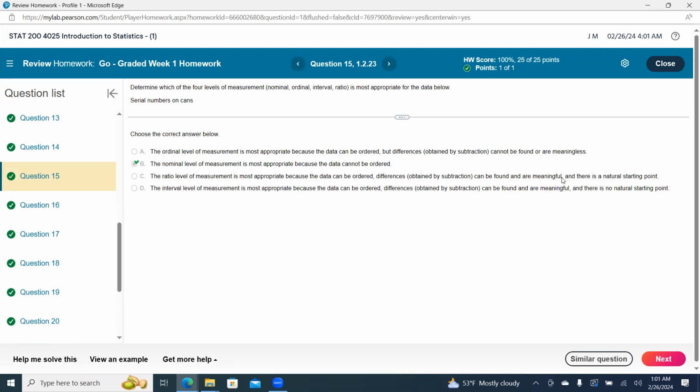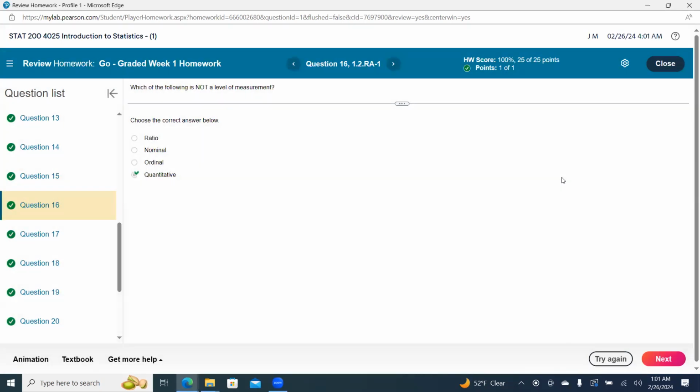So serial numbers on cans. Here we have one that's kind of like jersey numbers. If you have serial numbers on cans, we might think it's ordinal, but it is considered nominal data. A serial number is kind of like our social security number. It identifies us as an individual, but you don't order social security numbers and you don't order serial numbers. So it's nominal data because you cannot order it.